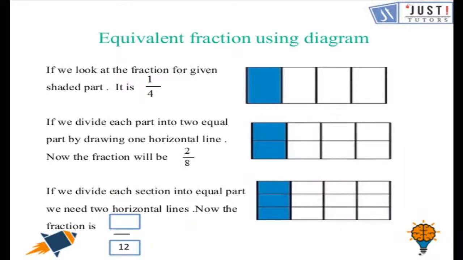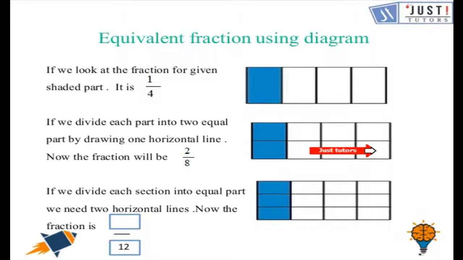Now let's try to understand that concept with the help of a diagram. If you look at the fraction for the shaded part, it is 1/4 because one of the parts is shaded out of the total number of parts, which is 4. Now if you divide each part into 2 equal parts by drawing a horizontal line, you'll get another fraction, which will be 2/8 because now 2 parts are shaded out of the total number of parts, which is 8.